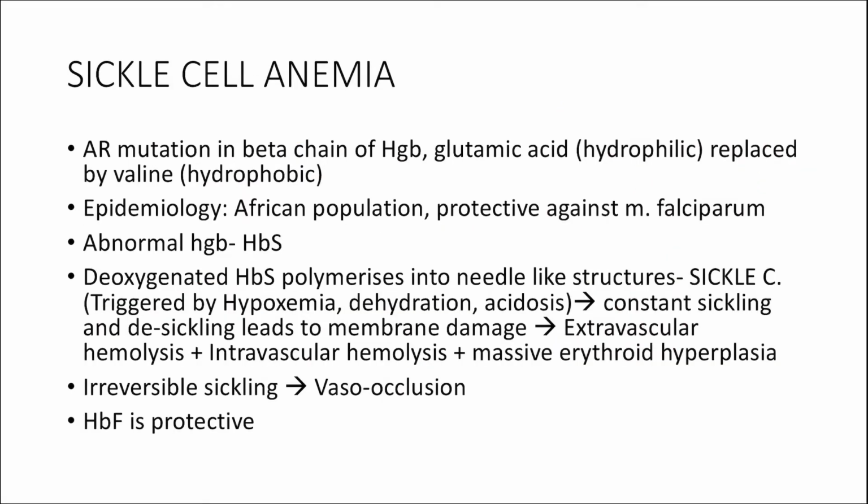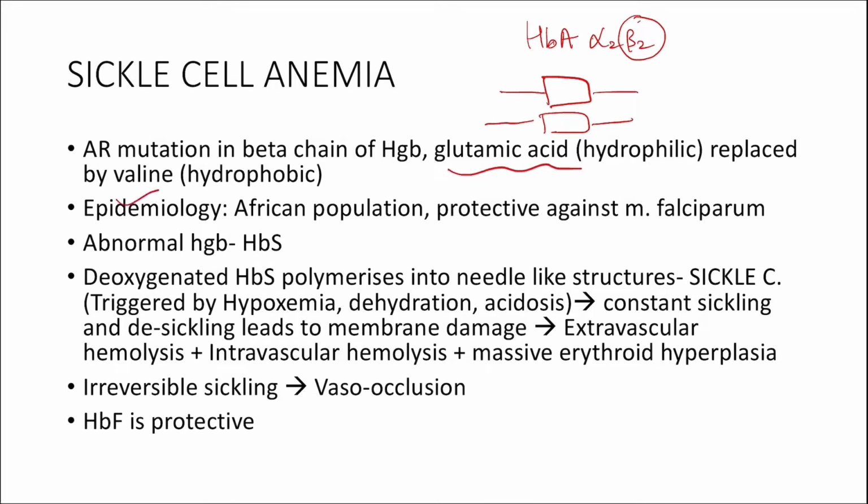Next, we talk about sickle cell anemia. Sickle cell anemia is an autosomal recessive mutation in the beta chain of hemoglobin. We know that adult hemoglobin, for example, is basically alpha 2 beta 2. It has two beta molecules, which are produced by the beta chains, of which we have two in our chromosomes. So in the autosomal recessive mutation in the beta chain of hemoglobin, glutamic acid is replaced by valine, which would result in the production of defective beta globin.